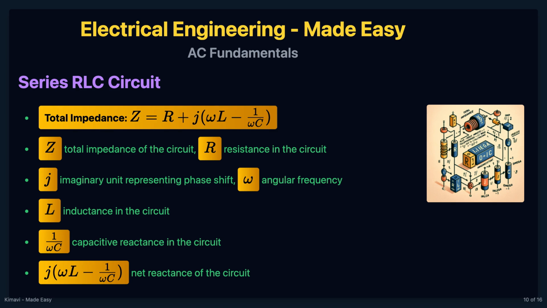In this equation, Z represents the overall opposition to current in the circuit. R is the resistance which opposes current flow equally at all frequencies. The imaginary unit j indicates a phase shift in the reactance components. Omega, or angular frequency, shows how fast the AC signal oscillates. L is the inductance, which opposes changes in current, and ωL represents the inductive reactance, which increases with frequency. The term 1/ωC represents the capacitive reactance, which decreases with increasing frequency. Together, these components define how the circuit responds to alternating current.